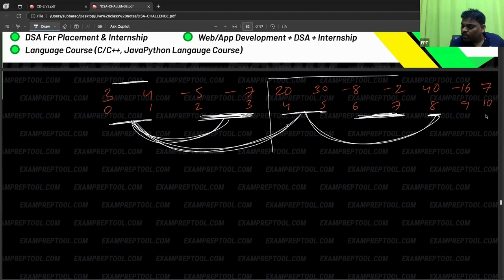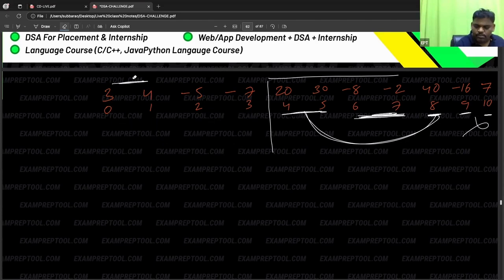Now some people ask, sir, what about this 7? I am losing minus 16, but I am going to get only 7. I don't take it. So the answer for this problem, let me check, right, this is the answer for this problem.